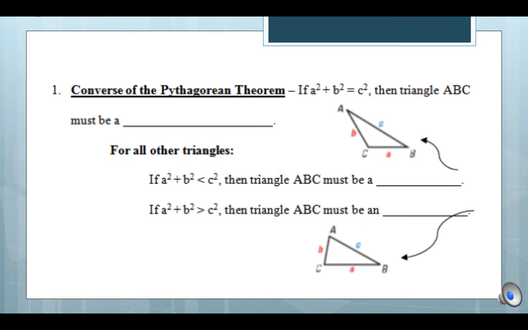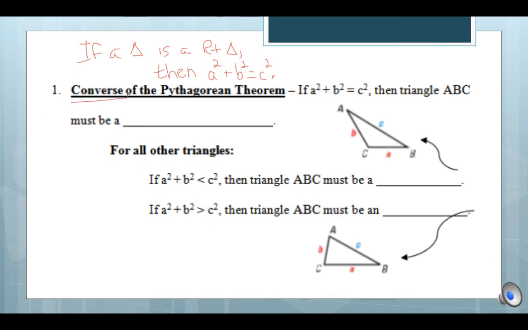And the Pythagorean theorem, as a reminder, stated that if a triangle is a right triangle, then we can find an unknown side length using a squared plus b squared is equal to c squared. Okay, so that's the Pythagorean theorem as we learned it earlier in the unit. However, now we're looking at the converse.